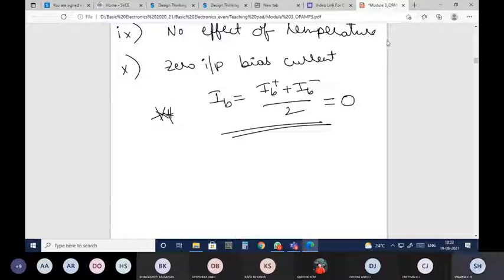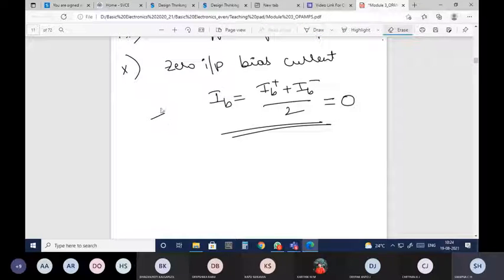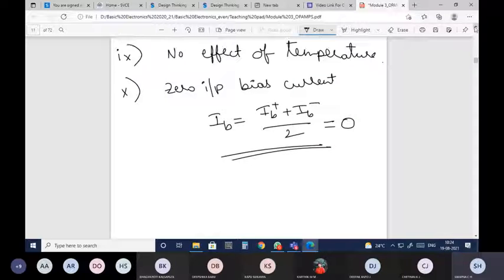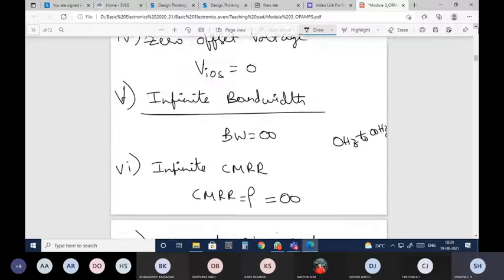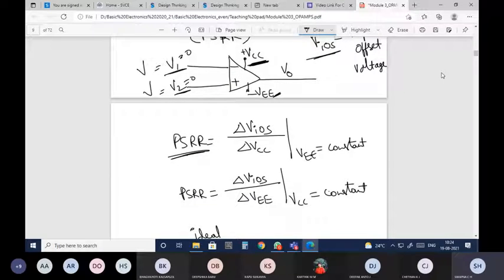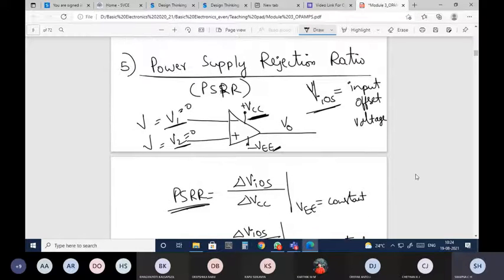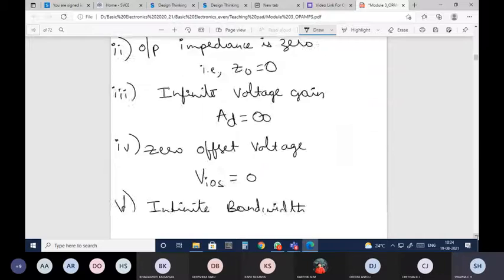These are the parameters which you need to list out. In the exam they may ask you to explain ideal characteristics of op-amp, so you should be in a position to explain all the parameters. The other question may be to explain the following.